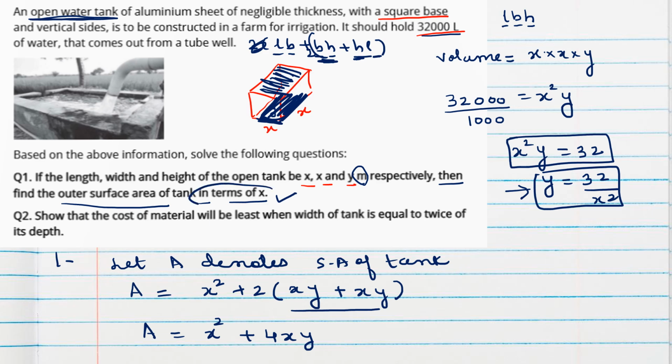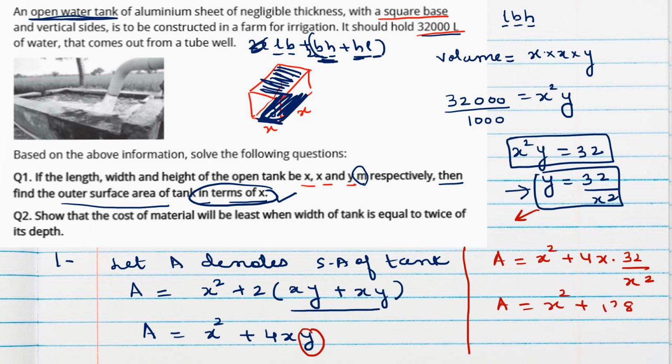But we should write it in terms of x, so that means the y value we should replace, and we will replace it from here. So A will be x square plus 4x into 32 by x square. So finally we will get 128, and this x we can cancel, 128 by x. So this is the answer for the first question.